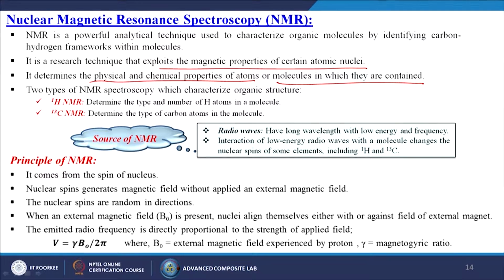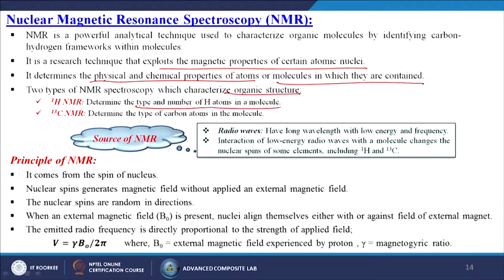There are 2 types of NMR spectroscopy we generally use, which characterize the organic structure. One is called the 1H NMR, which determines the type and number of hydrogen atoms in a molecule. Another one is called the 13C NMR, which determines the type of carbon atoms in the molecule.